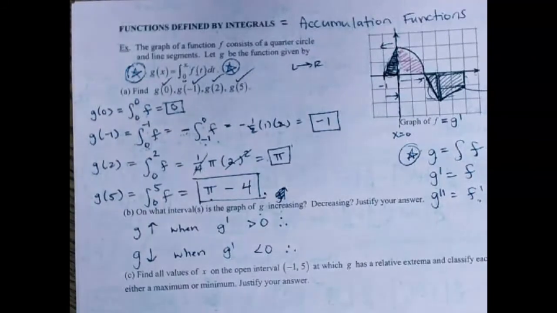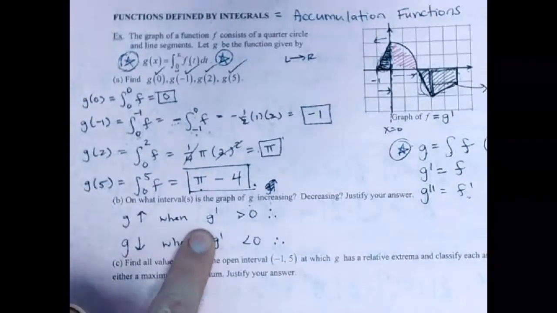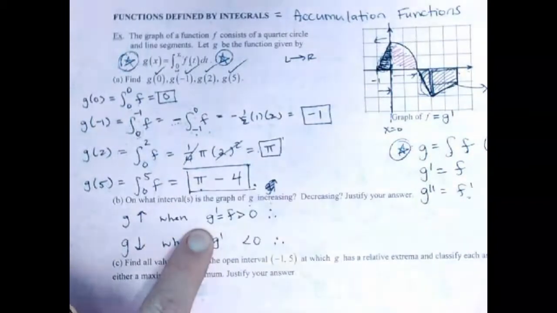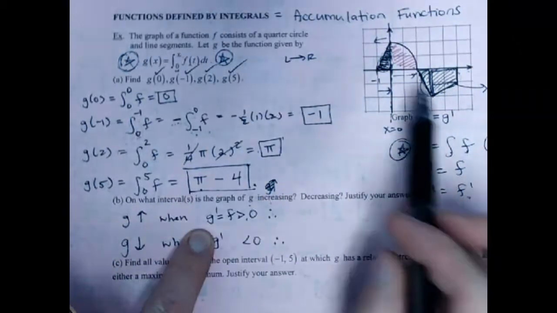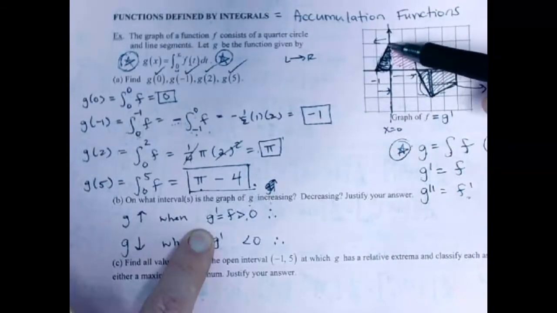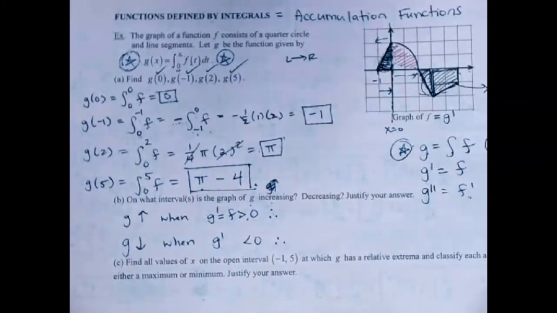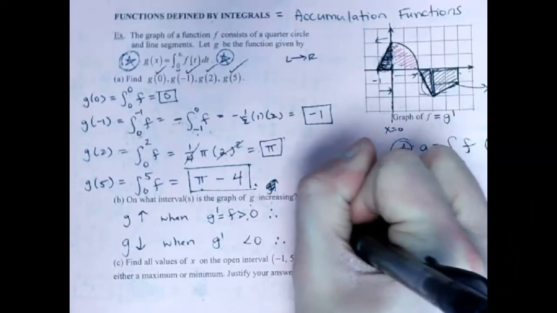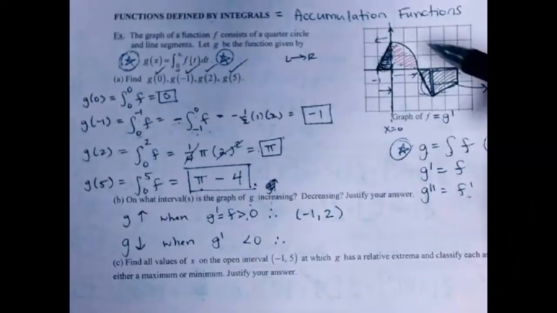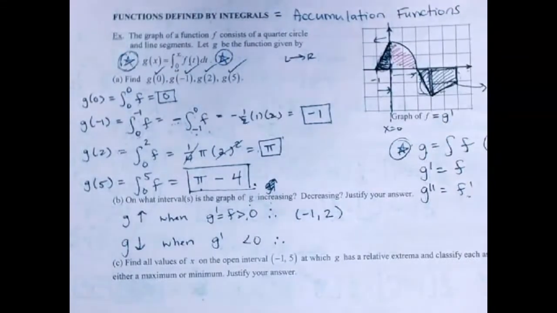Okay, now let's go through, answer all these questions just like we could have done in the first semester. Here we go. G is increasing when g prime, which is f, is greater than 0. That means where is this graph positive, which happens in this interval and in this interval, right? Where the derivative is above the x-axis, that's where your original function is increasing. So that will be from -1 to 2. You don't need to split it up, right? You don't need to do -1 to 0, 0 to 2, right? That whole thing is positive up above, -1 to 2.